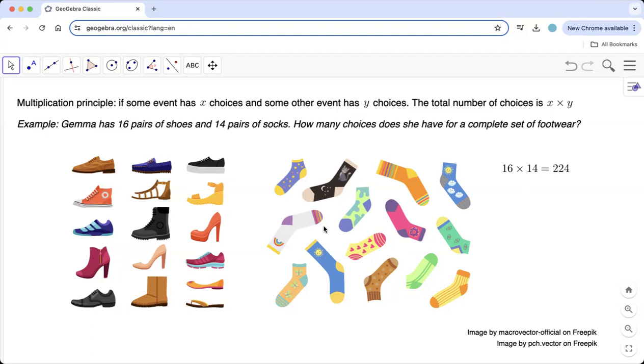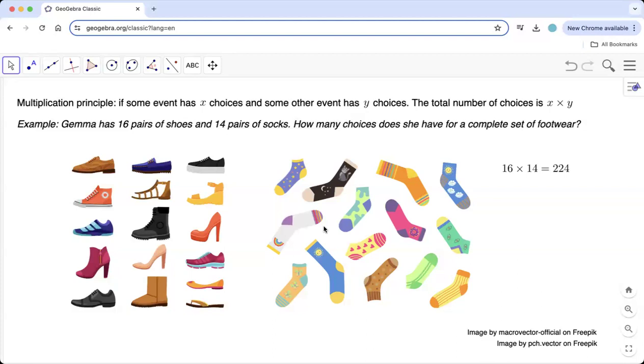So the key idea with the multiplication principle is this idea of "and". You're sort of combining one set of objects with another set of objects, or one set of choices with another set of choices, and so you multiply them together. Now, I'm going to leave it to you to think about why that might be the case.